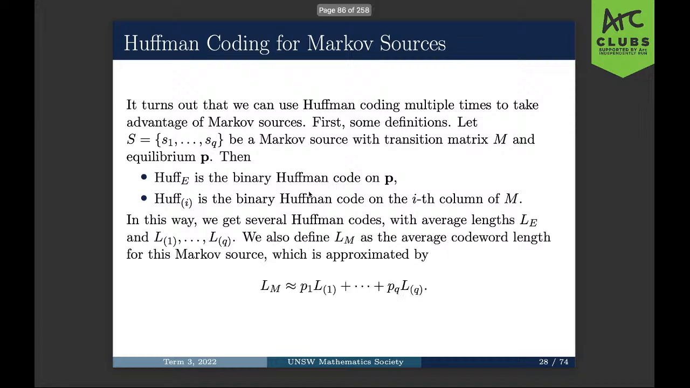Then the average length, LM, of the entire coding for the Markov source, we approximate with just the probabilities times the corresponding Huffman code lengths. This is the probability of the first source symbol occurring at the beginning times the average length of the Huffman code based on the probabilities of source symbols where this first source symbol is the one that came before. So it's P1 L1 plus all the way up to PQ LQ. It's not exactly equal, but it's good enough.